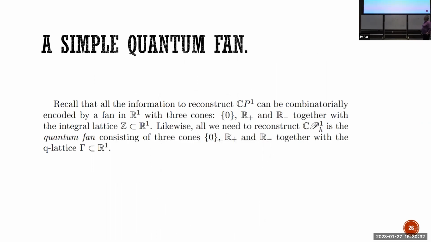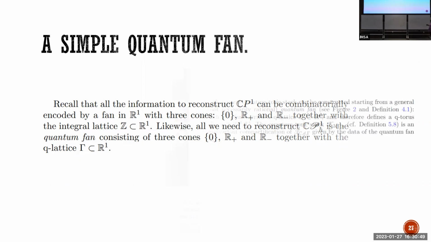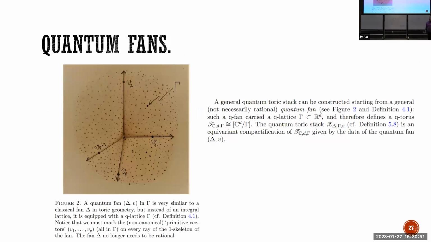Well, now you can have the obvious quantum fan for CP1. You can have the fan for CP1, but now you can put gammas there, and you will get CP H bar. This is what should be called a quantum fan. So this is what a quantum fan looks like. You have a quantum lattice, and the fan lives on the quantum lattice. But you need at least one mark point at every ray, and then maybe other mark points.